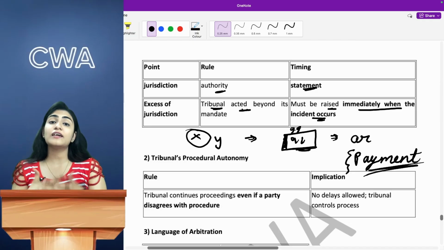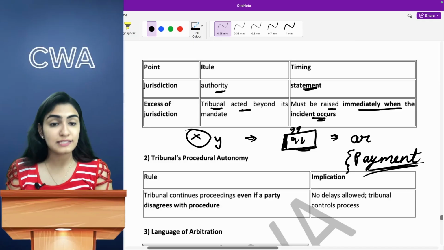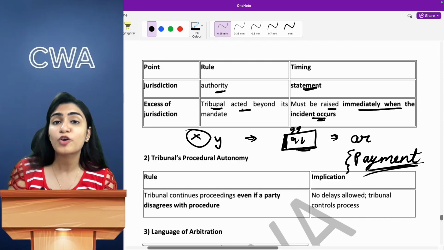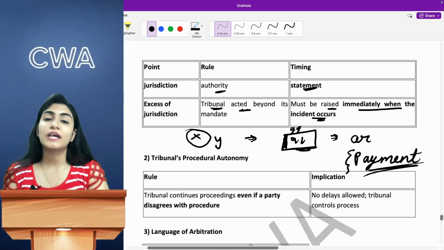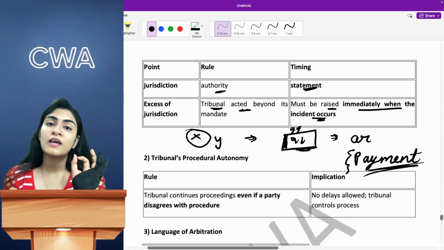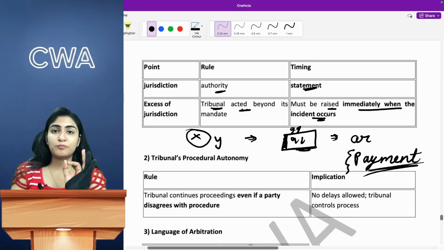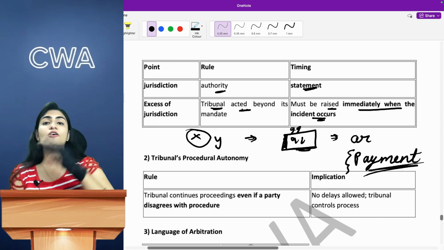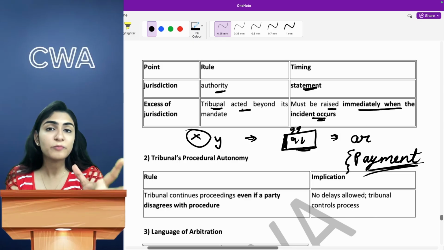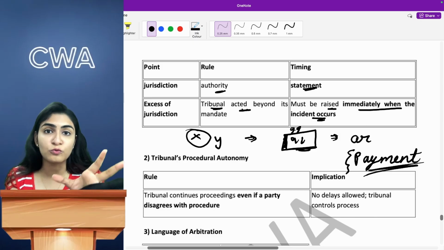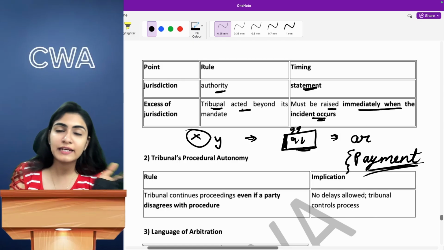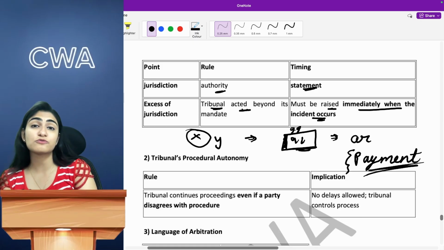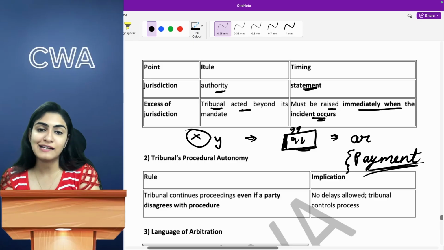incident occurs. Let's say the arbitrator just said some statement about the payment and Mr. X has a problem with it, then Mr. X has to immediately raise an objection saying that this was not covered under our arbitration clause. You cannot wait until the proceedings are completed, or let's say the payment issue was discussed on day 2, you cannot come to day 10 or after everything has been completed and say that this was wrong. You're supposed to say that immediately at that point of time.